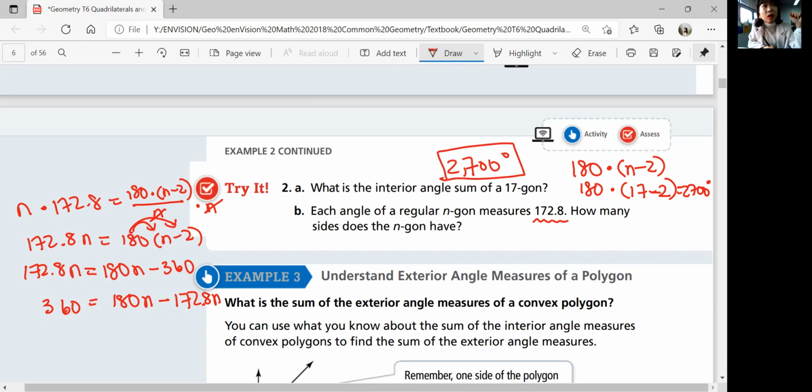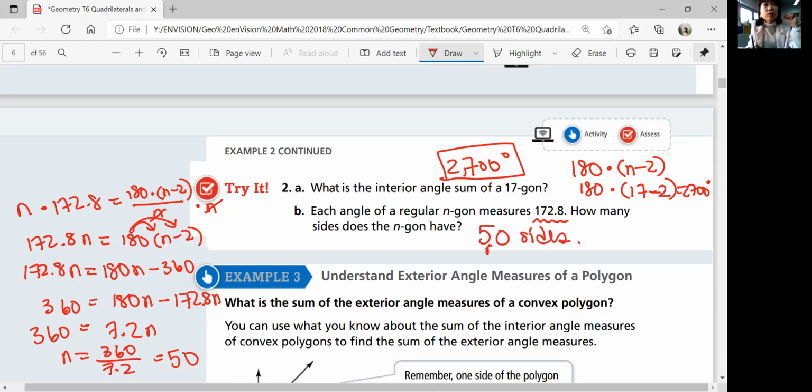Okay, and so 180 minus 172.8 would be what? 7.2n. And if you divide 360 by 7.2, that is your n. What is it? 7.2 goes into 360 50 times. So how many sides does this regular polygon have? 50 sides.